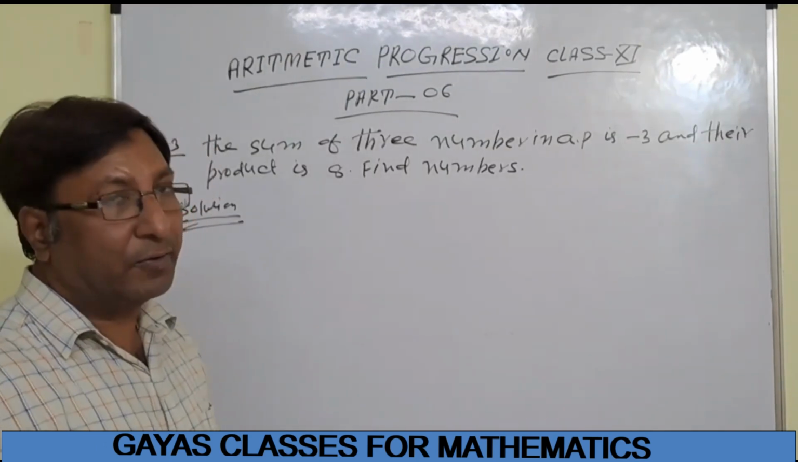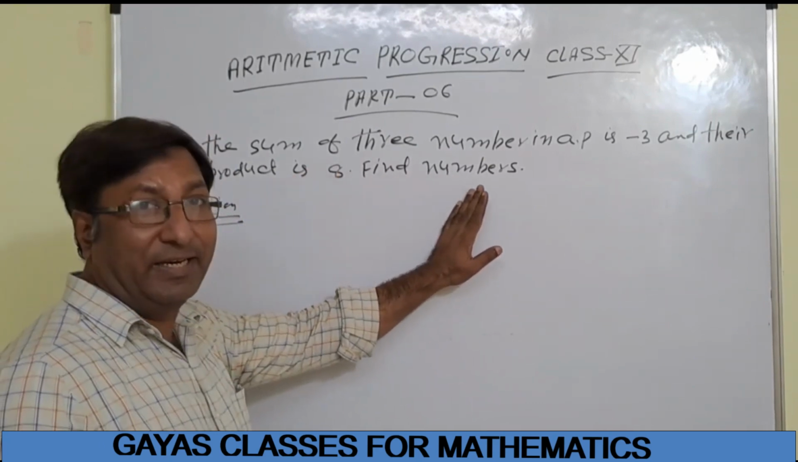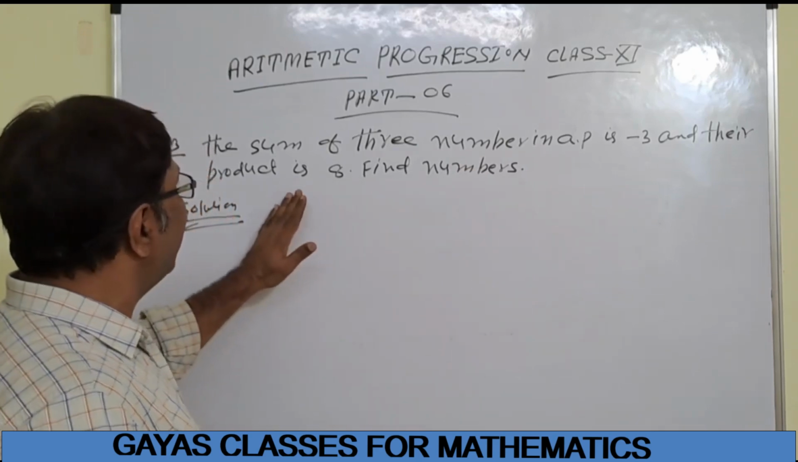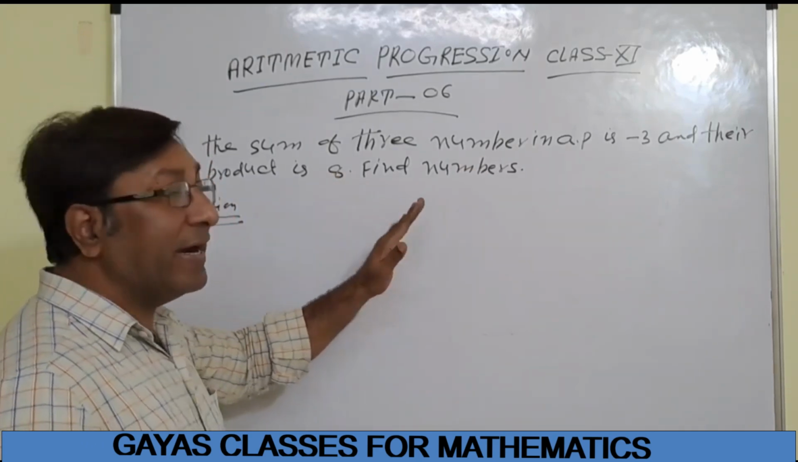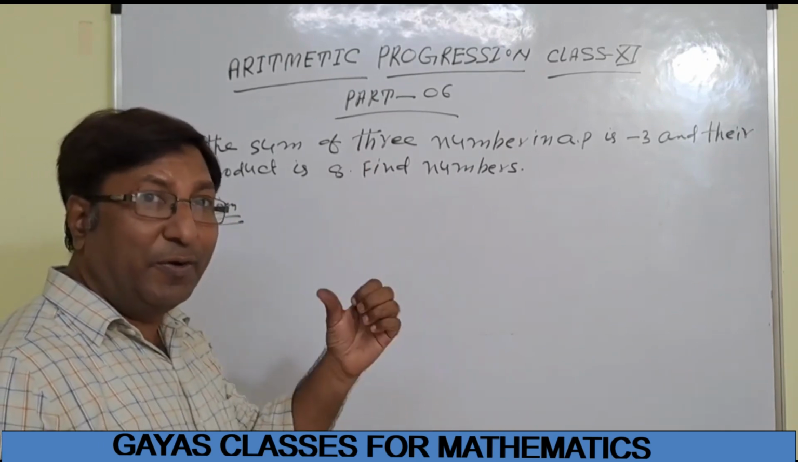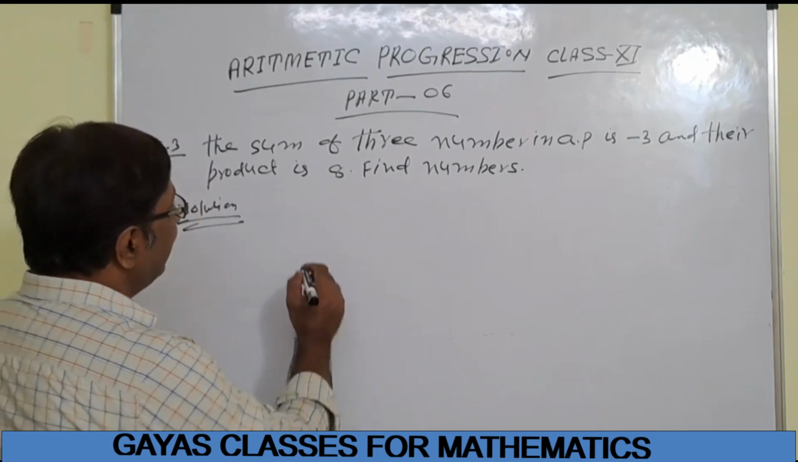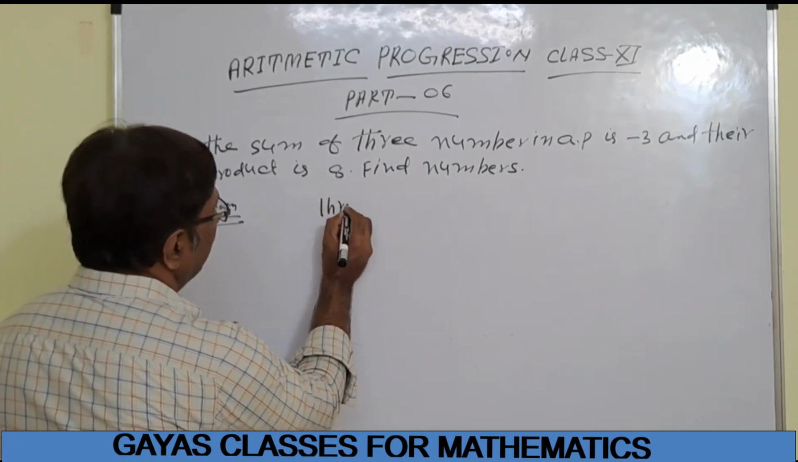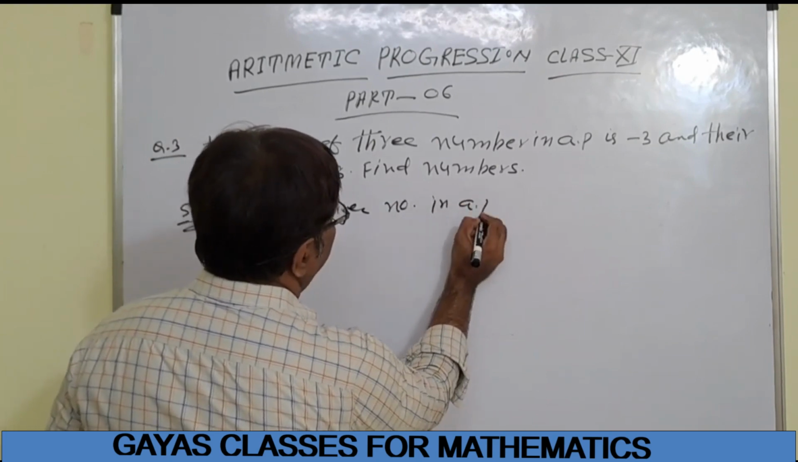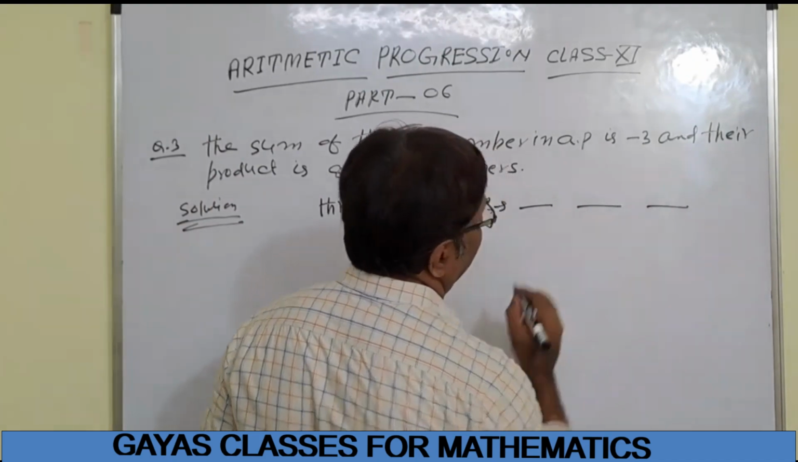Now see the third question. The third question is: the sum of 3 numbers in AP is minus 3 and their product is 8. Find the numbers. So for this type of question, first you assume or let 3 numbers in AP. So we are taking 3 numbers in AP: first number, second number and third number.